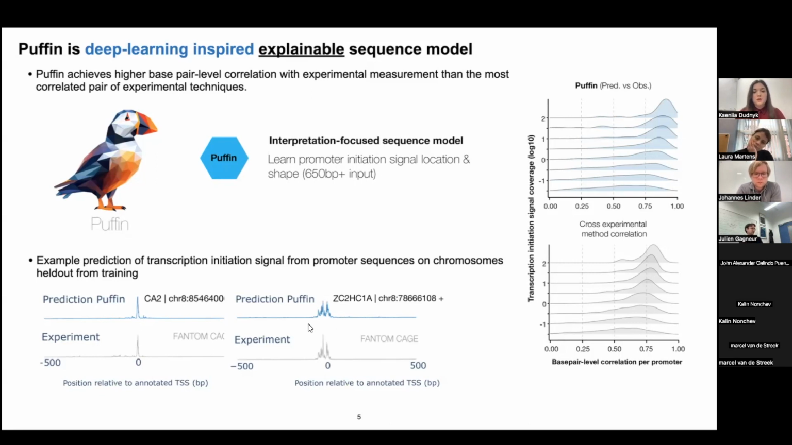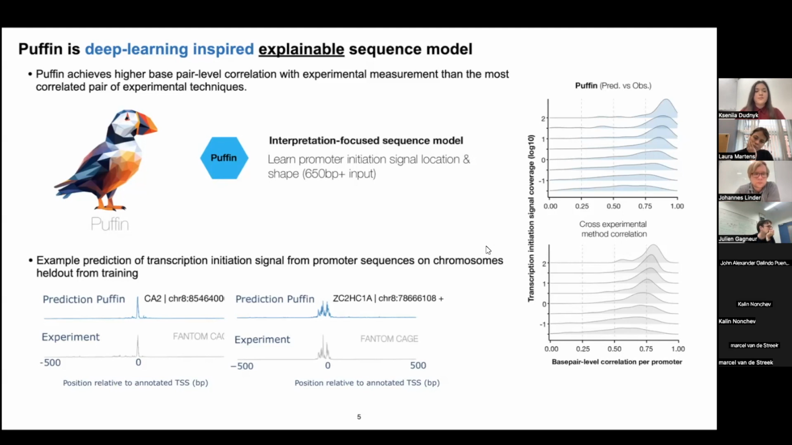We first validated Puffin on the chromosome sequences that were held out from the training. So for Puffin, those sequences are completely new. And we can see that the correlation between Puffin predictions and observed values is higher than the correlation between the most correlated experimental techniques.